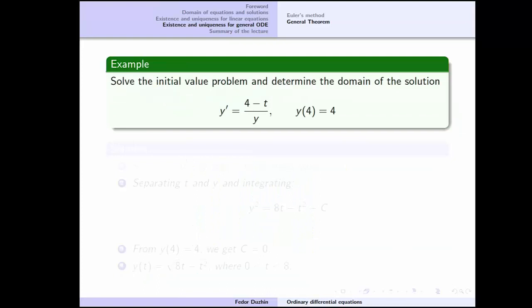So anyway, let me give you a couple more examples on initial value problems and domains of solutions. The important lesson that we can learn from the Picard-Lindelöf theorem is that the domain of the solution of a nonlinear differential equation could be smaller than the domain of the differential equation itself.